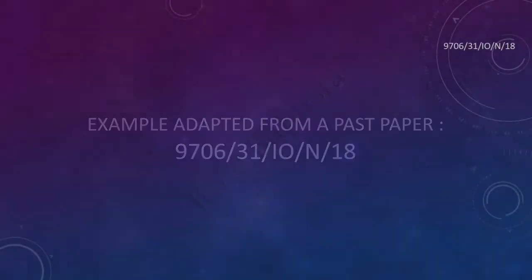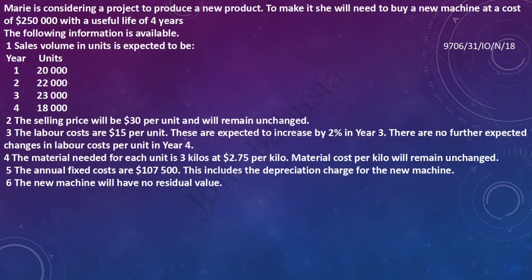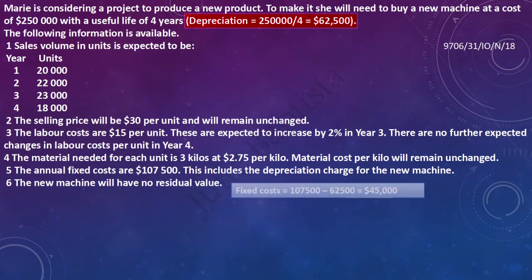This is an example adapted from a past paper. Pause the video and study the information given carefully. Note, depreciation is equal to $250,000 divided by 4 to give us $62,500 per year. Also note, fixed costs are equal to $107,500 minus $62,500 to give us $45,000 per year.